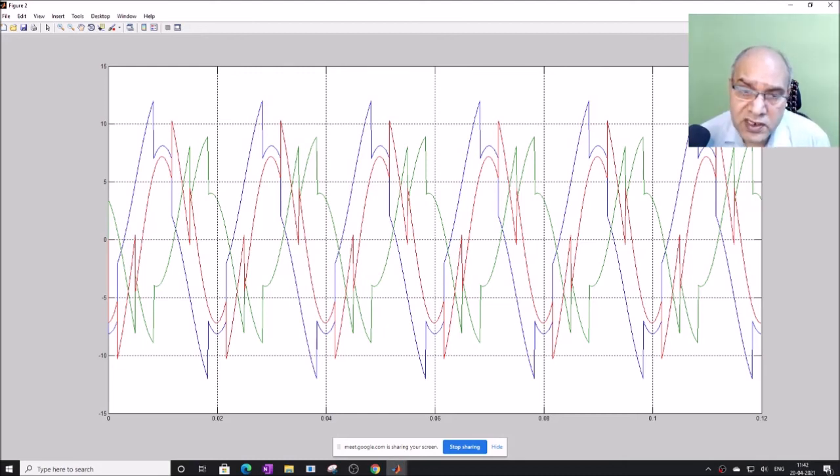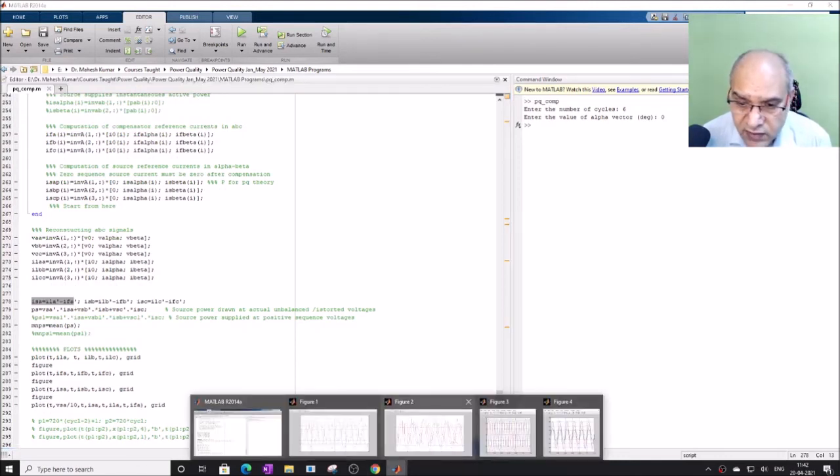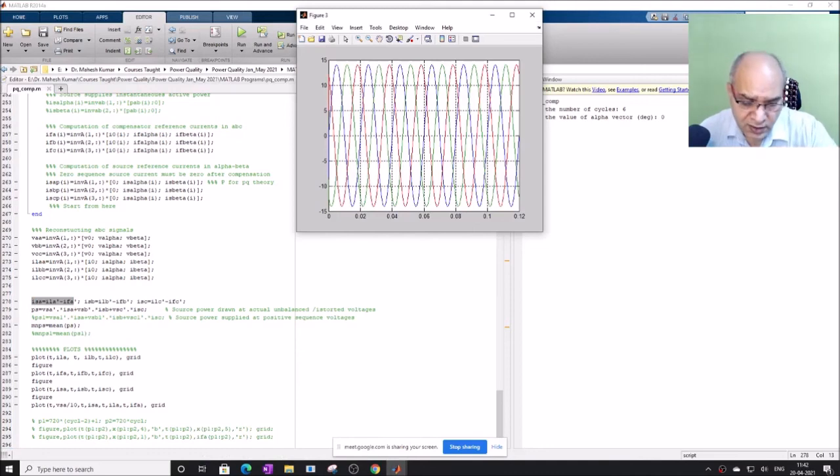Now let us find out what are ISA, ISB, ISC, because ISA is nothing but ILA minus IFA. Applying Kirchhoff current law at the PCC, ISA plus IFA equal to ILA, therefore ISA equal to ILA minus IFA. So we plot ILA minus IFA, then it becomes ISA. You can see in the program also, ISA is ILA minus IFA. So we plot this, then we will see that our currents are perfectly balanced and sinusoidal.